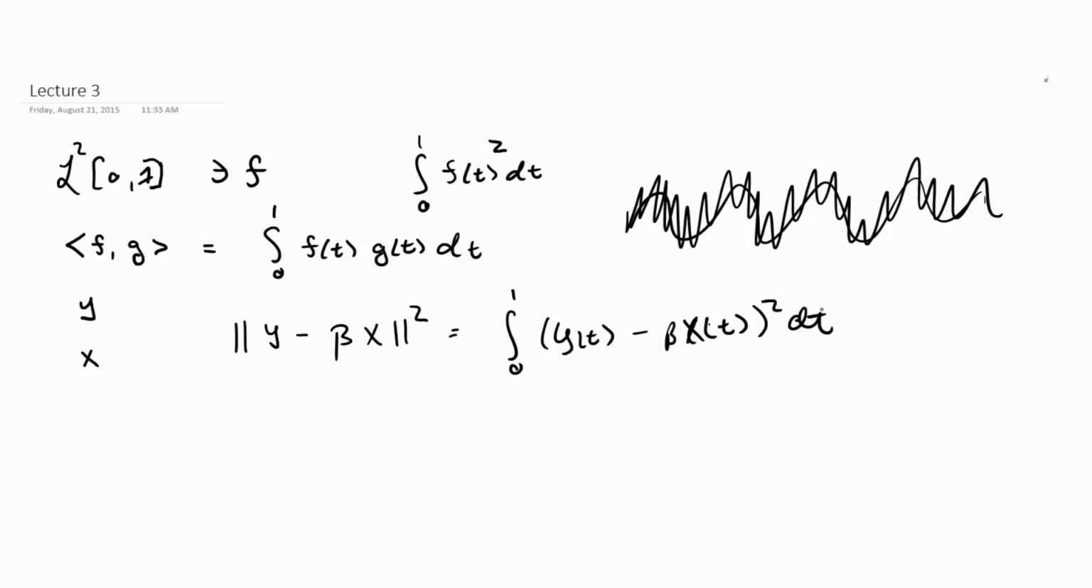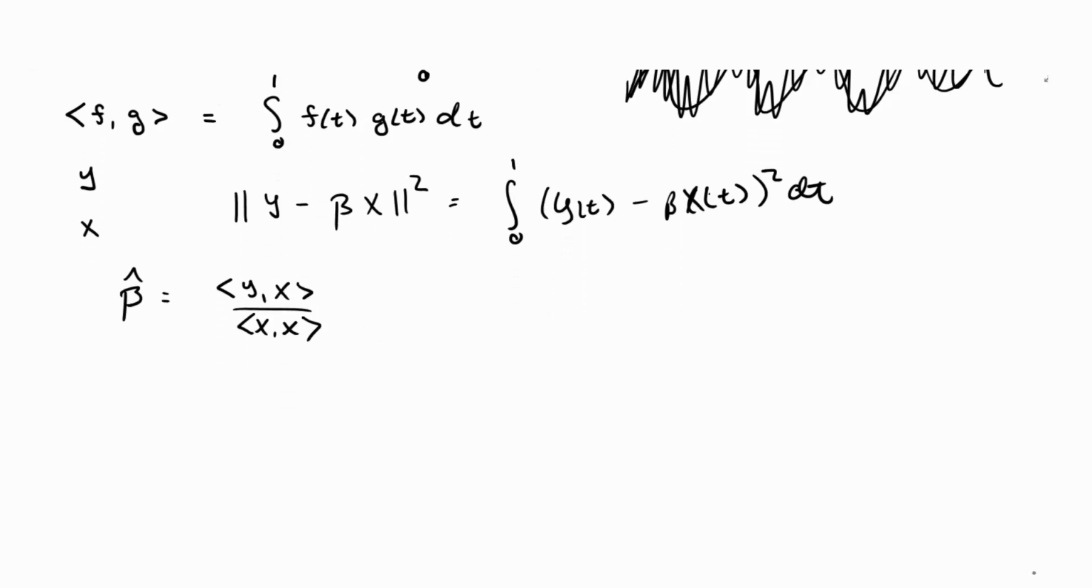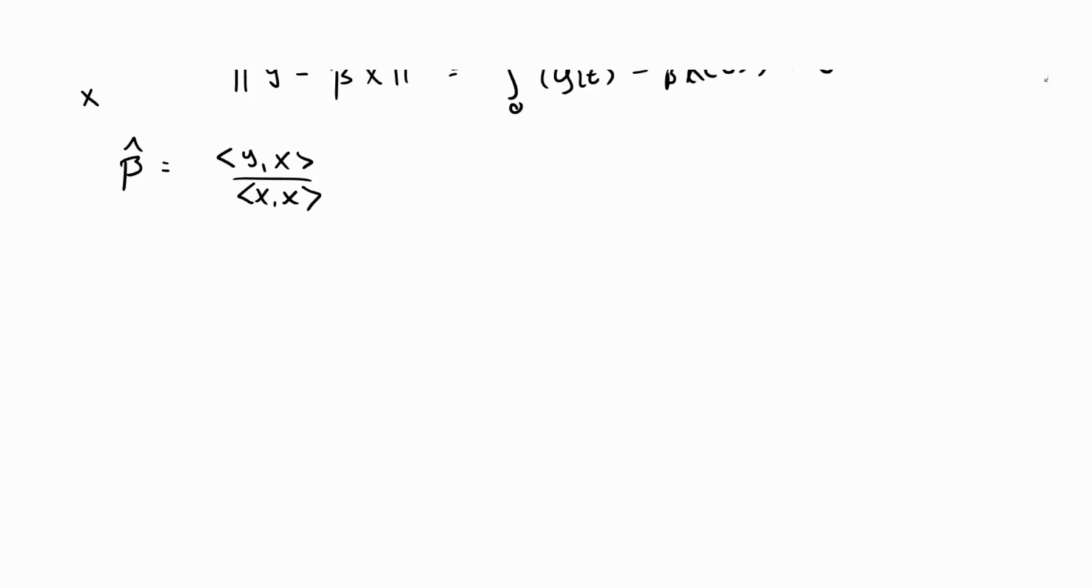Okay, so what's the minimizer? Well, hopefully you'll have guessed what the solution is. The solution is beta hat equals the inner product of y and x over the norm of x squared. And we should be able to prove that pretty easily, so let's do that really quickly. Let's start with the norm that we want to minimize.